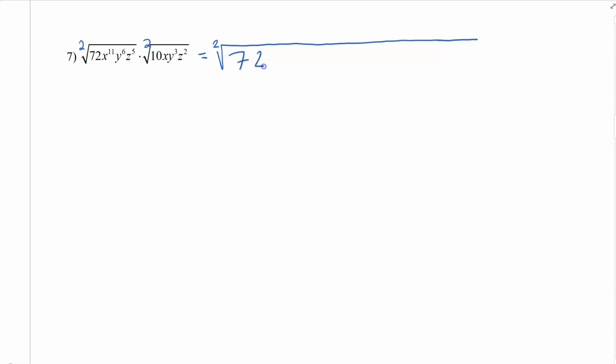So I'm going to start with the numbers. I've got 72 and 10. I'm not going to multiply those together yet because I can tell that there's definitely perfect squares in there that I can take out. So I'm going to leave it in factored form, if you will. And then with the x's, I think I will go ahead and combine them initially. Maybe I'll write it all out first. So x to the 11 times x, y to the 6th times y to the 3rd, and then z to the 5th times z squared. And then we'll keep track of all these factors.